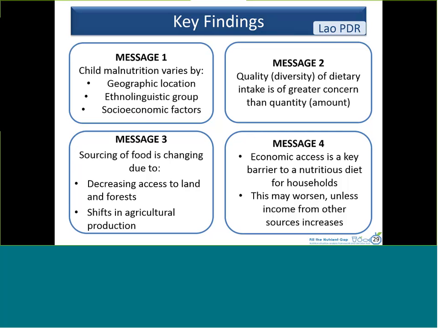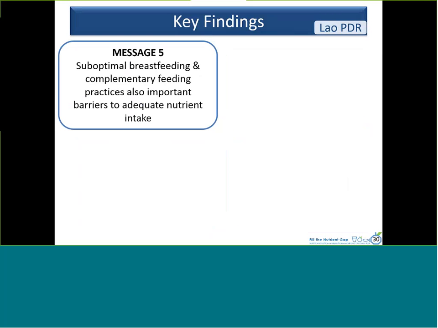Then message number five on the next slide. There, in addition to economic access being an issue, there are also behavioral issues with suboptimal breastfeeding practices and complementary feeding. So really the issue needs to be tackled from a systems point of view in terms of availability, prices, and affordability of foods, as well as making best use of the opportunities and the choices that households have.